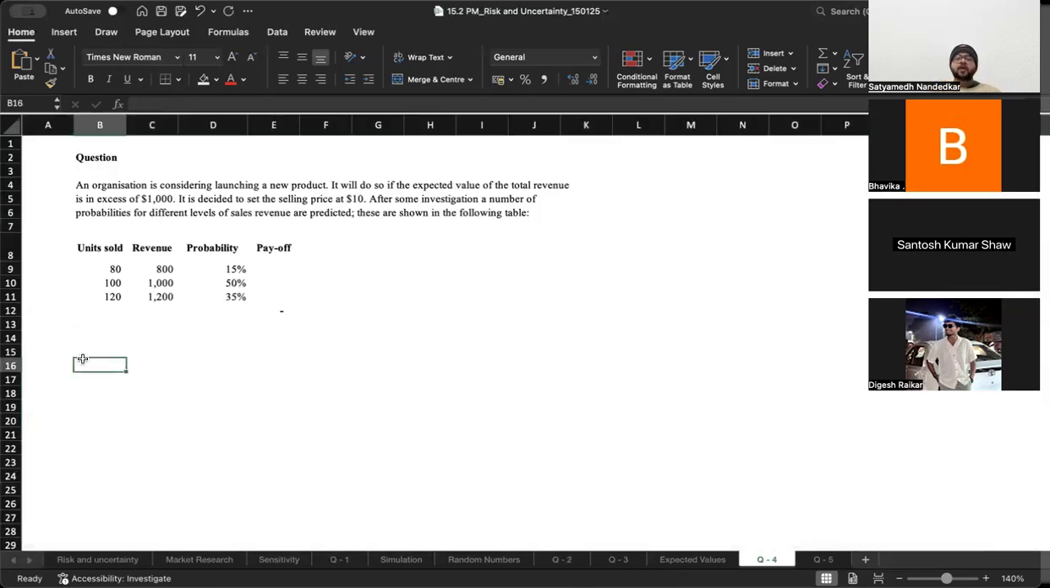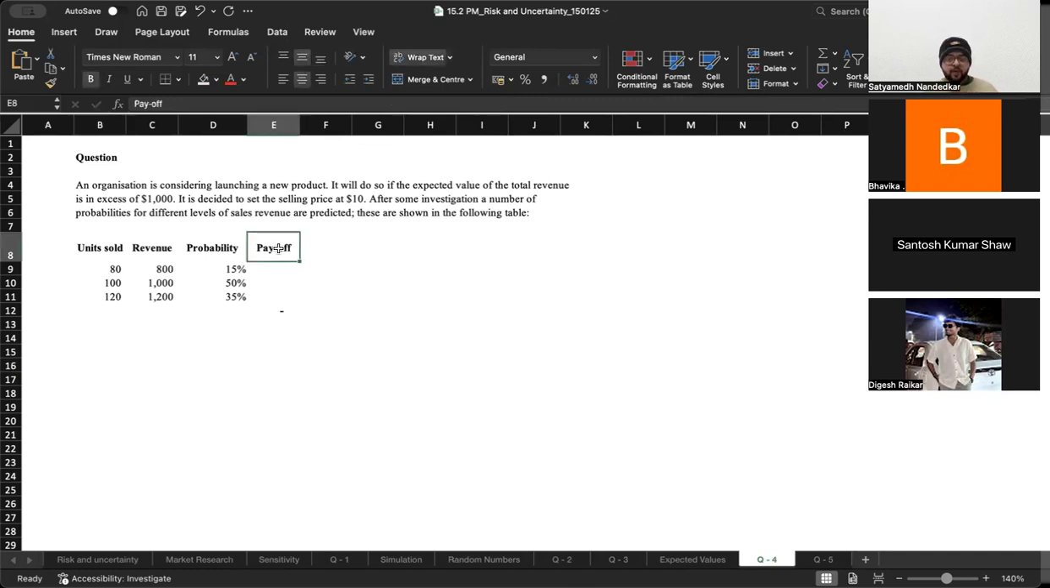ठीक है. An organization is considering launching a new product. It will do so if the expected value of total revenue is in excess of 1000. It is decided to set the selling price at 10. After some investigations, a number of probabilities for different levels of sales revenue are predicted. These are shown in the following table.